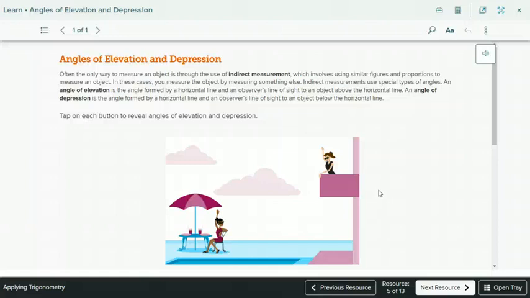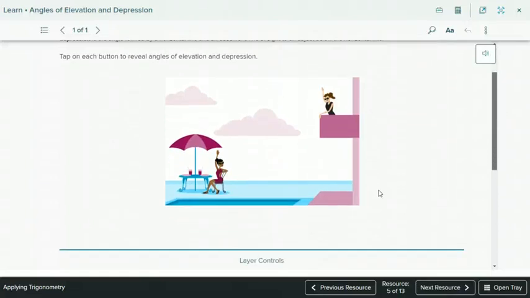An angle of elevation is the angle formed by a horizontal line and an observer's line of sight to an object above the horizontal line. An angle of depression is the angle formed by a horizontal line and an observer's line of sight to an object below the horizontal line. So this is what it's going to look like.